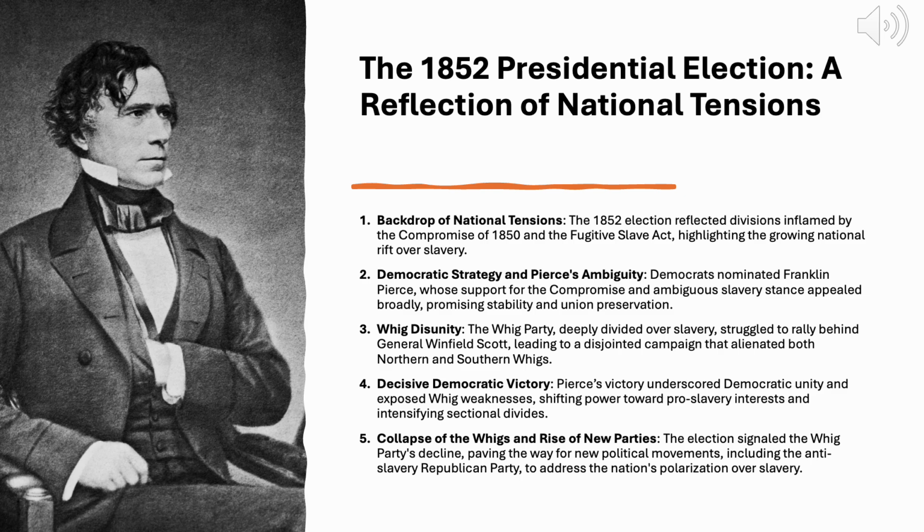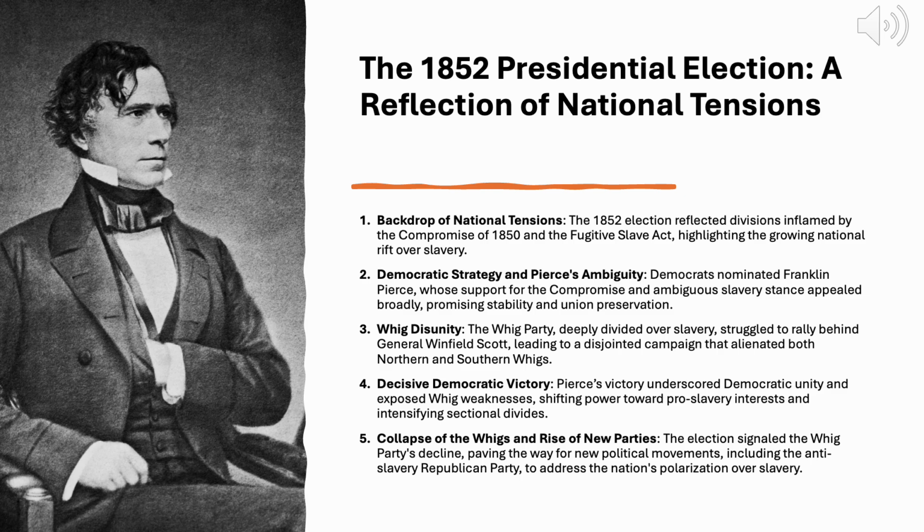Pierce won a decisive victory, and his election marked a consolidation of Democratic power. This outcome highlighted the weakness within the Whig Party, which had traditionally sought to balance Northern and Southern interests. With Pierce in office, the South's influence in national politics grew, further entrenching pro-slavery policies within the federal government.